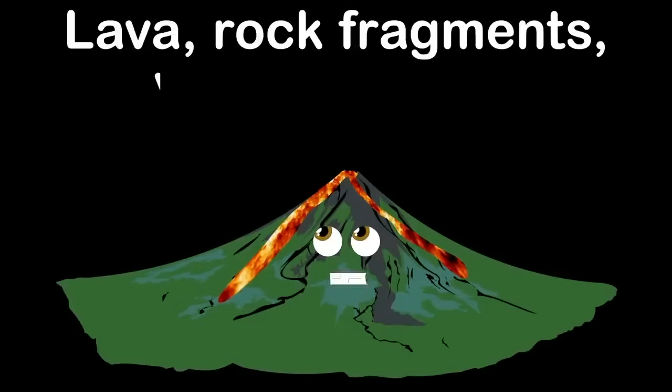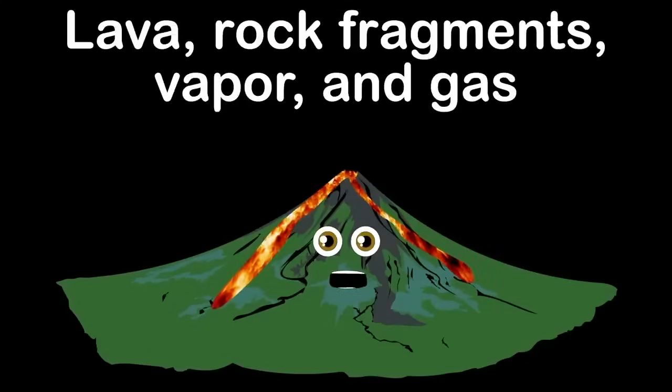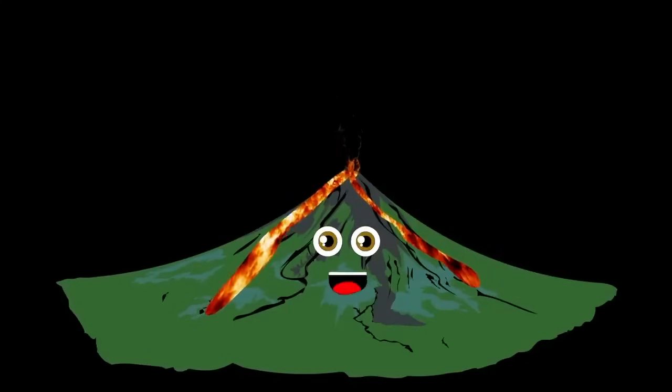A volcano's a mountain or hill that has a crater or vent, it's a must, which lava, rock fragments, vapor, and gas erupt from Earth's crust. Let's take a look at the parts that make up a volcano. We will learn these parts in this awesome picture that I'll show.